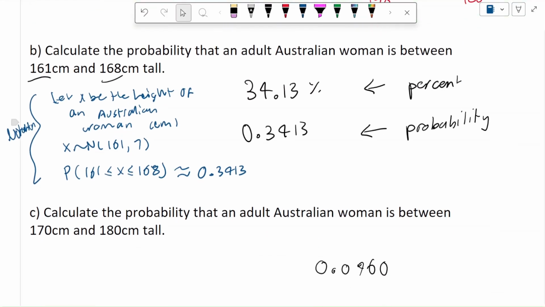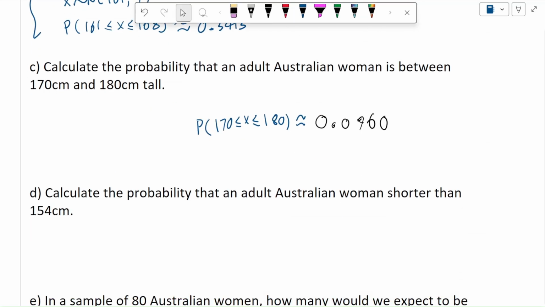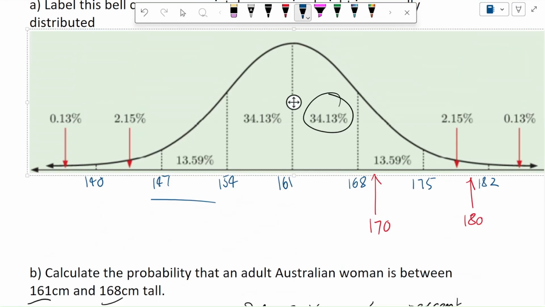Now, when you do a further part of this question, you don't need to write out that first bit again. We can just say here the probability that we're between 170 and 180 roughly equals that number there. Okay, next we want shorter than 154. So we can sort of read this off the diagram and add up those three numbers.